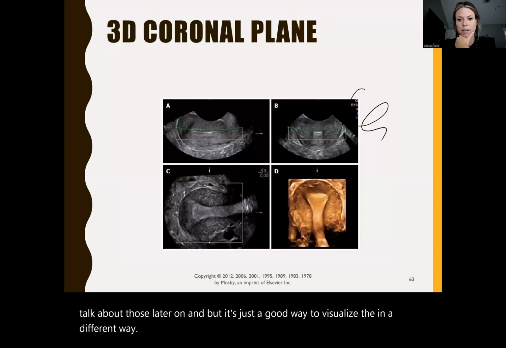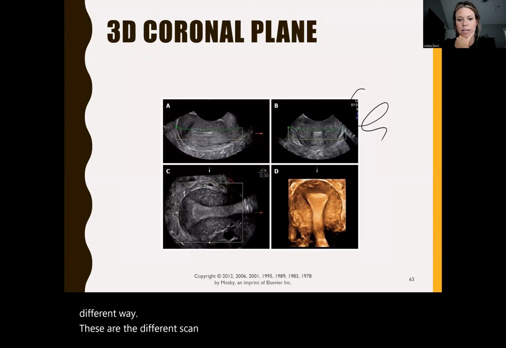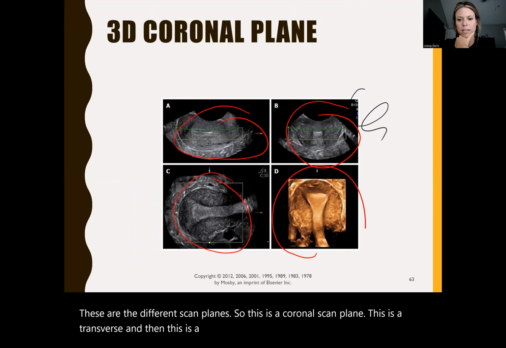These are the different scan planes. This is a coronal scan plane, this is a transverse, and this is a sagittal, and then this is the 3D image right there.